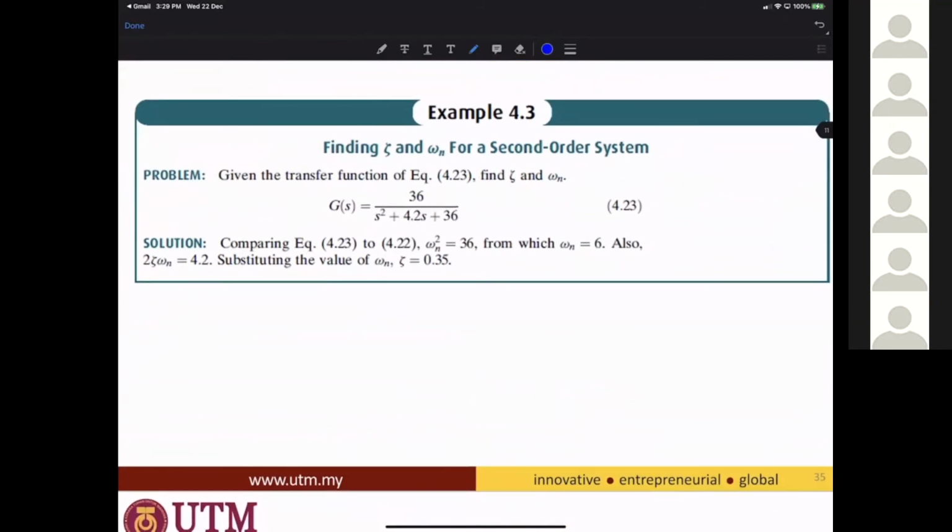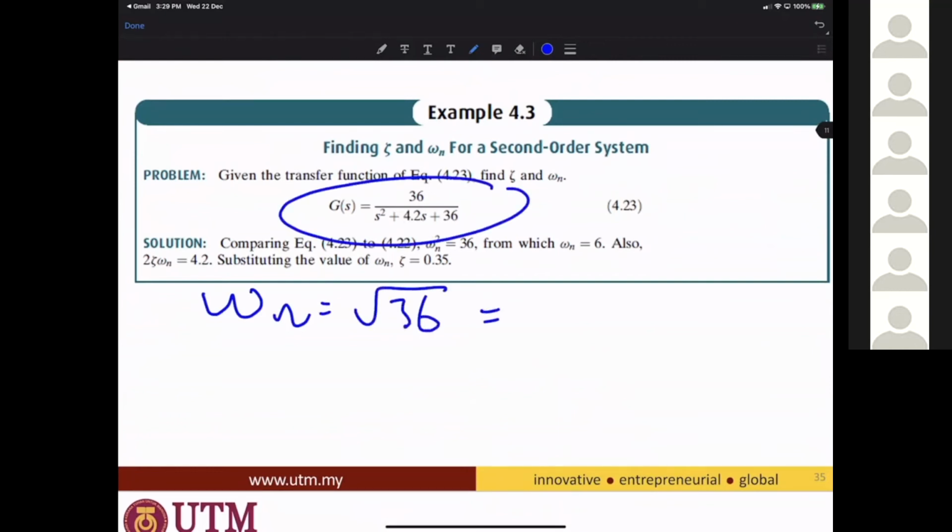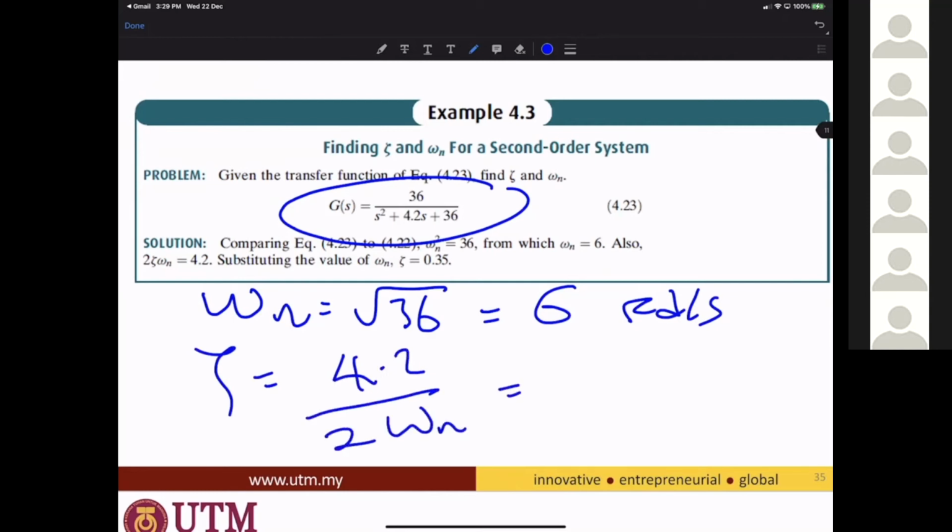Okay, yang ini Herman Benedict. Yes, Doctor. Omega n? 36, so 6 radian per second. Zeta? 0.35. Category? Under damped. Okay, bagus.